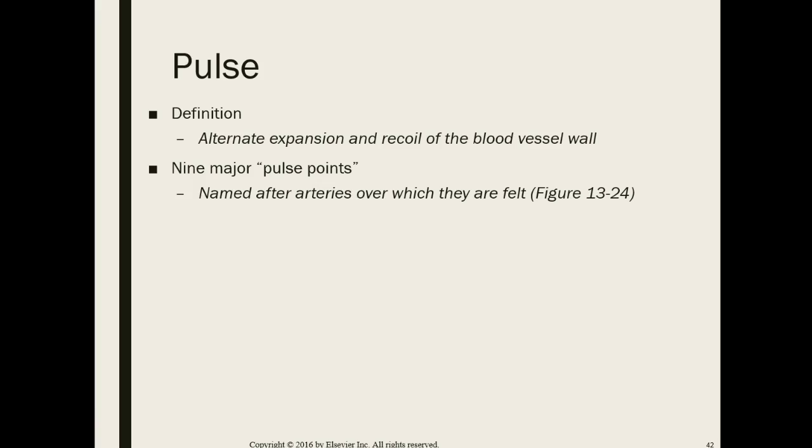A pulse is defined as the alternate expansion and recoil of the blood vessel walls. These can be used to determine the heart rate. So we have 9 major pulse points, which are named after the arteries over which they are felt. So we have 3 on each side of the head and neck, 3 points in the upper limbs, and then 3 points in the lower extremities.